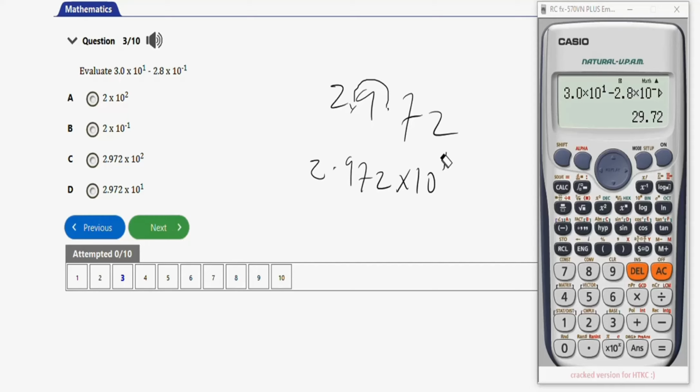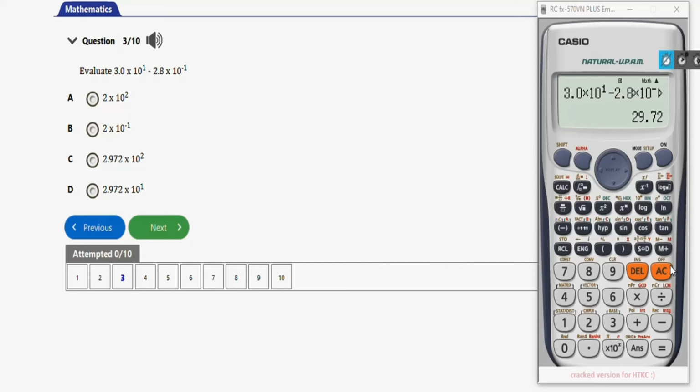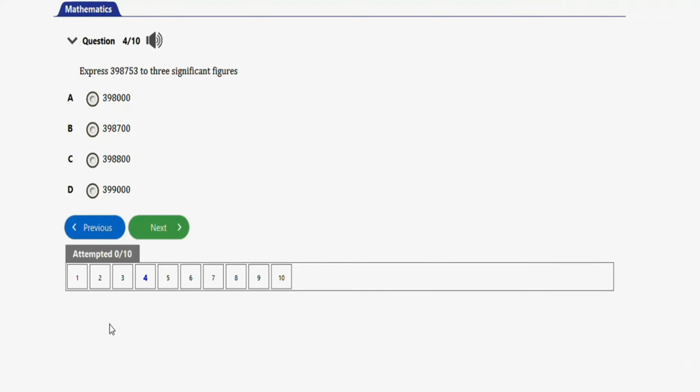Let's wipe this now and solve the next repeated question in standard form. So let's remove this. The next question will be this one. It says express this value to 3 significant figures. Let me show you guys something very important. Let me write down the question. We have 3, 9, 8, 7, 5, 3. We have to express it to 3 significant figures.